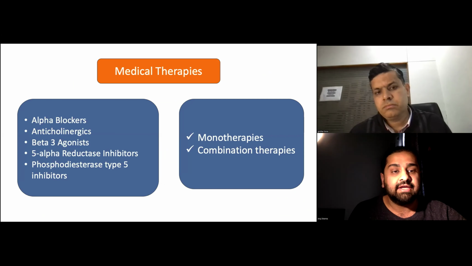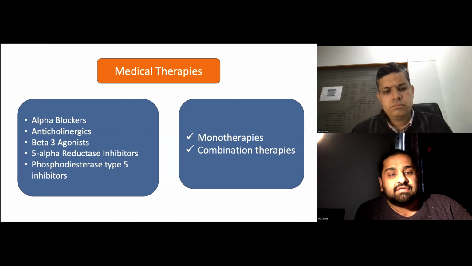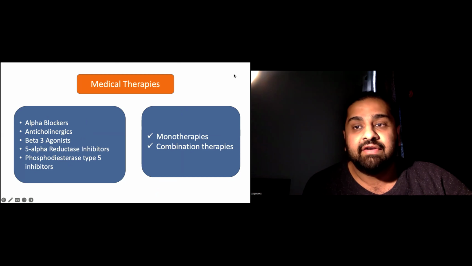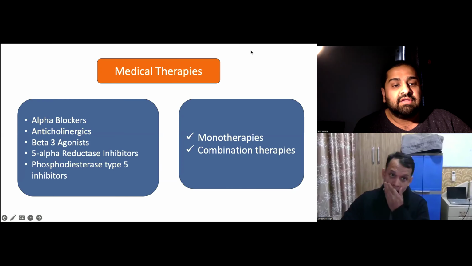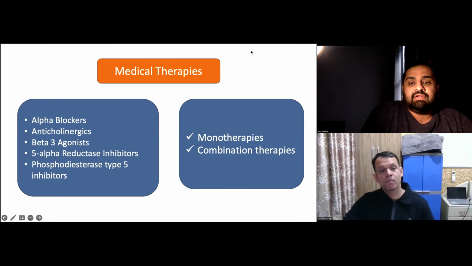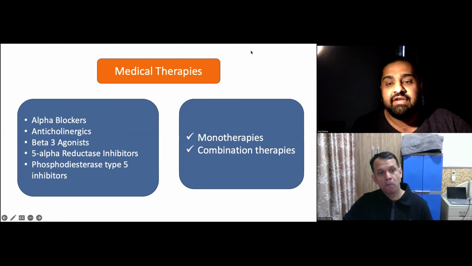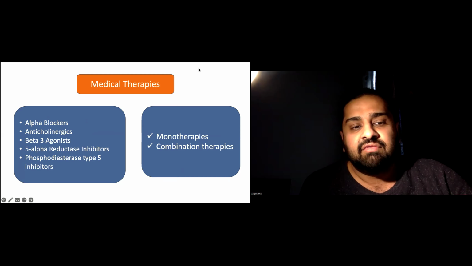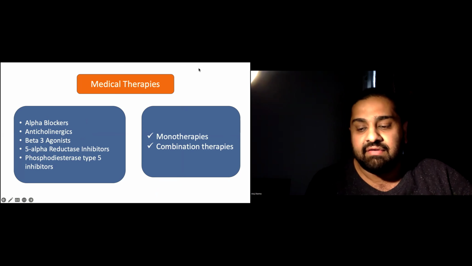The various medical therapies include the alpha blockers, and most of my talk would be predominantly based on the alpha blockers in the management of BPH. I would be touching upon the anticholinergics, the beta adrenergic agonists, and the 5-alpha reductase inhibitors. Then there are phosphodiesterase type 5 inhibitors also. We'll be talking about the various monotherapies as well as combinations of these drugs, predominantly the alpha blockers in combination with anticholinergics, beta 3 agonists, 5-alpha reductase inhibitors and others.